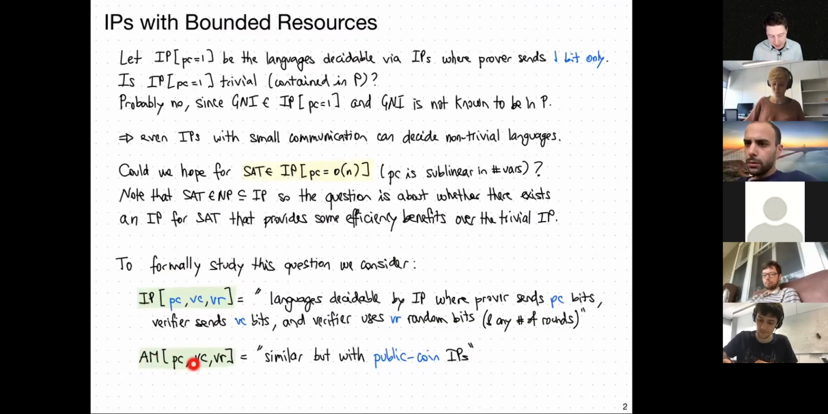And so the goal of this lecture is to try to understand, as a function of these parameters, how hard the language can be, so that we will hopefully be able to answer questions of this sort. All right, are there any questions so far?